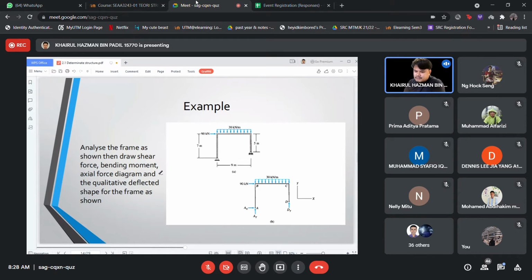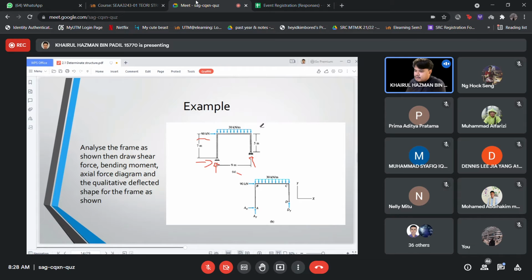Okay, this is an example. Analyze the frame as shown. Then draw the shear force, bending moment, and axial force diagrams and the qualitative deflected shape for the frame as shown. Okay, this is a frame structure. You can see the support. We have one pin support and one roller support. The pin support will have two reactions, and the roller support has one reaction. The external force will be 19 kilonewtons here.